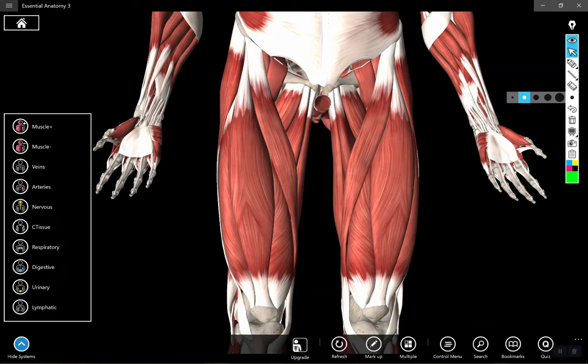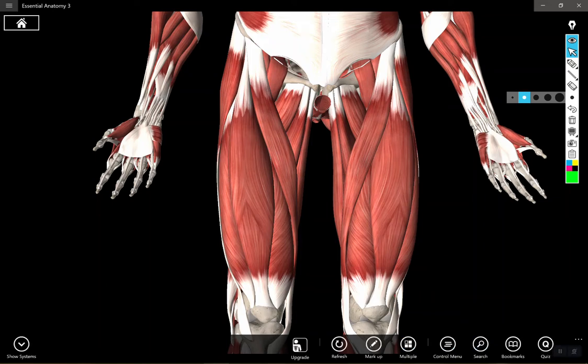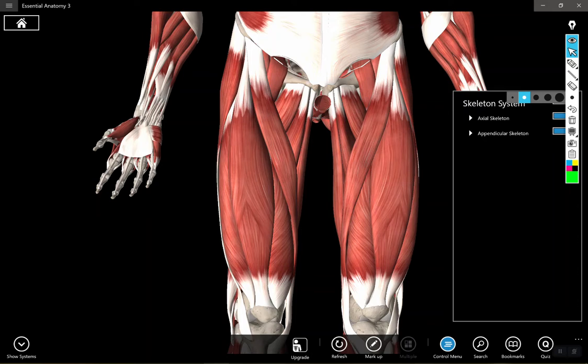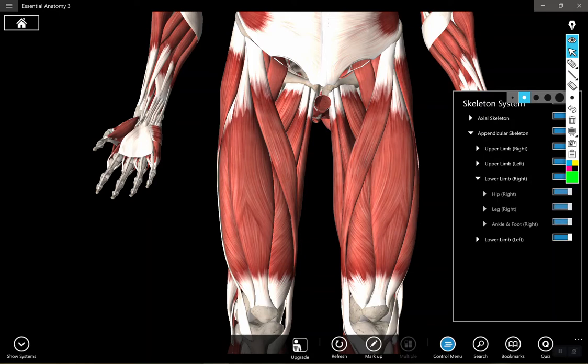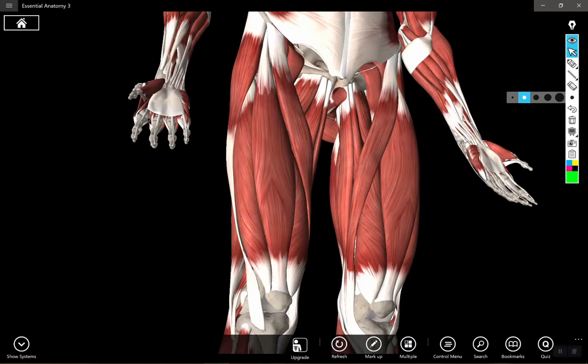So I wanted to start with the muscles of the legs. And let's see what tools are available to me. Mark up. Oh, I can mark up within the little anatomy app. That's cool. How do I get out of it though? Oh, like so. Okay, that makes sense. And then what's control menu? Let's see what this does. Lower limb. Oh, I think it just subtracts the bones. Okay. Let's put that away. Okay, so it looks like it just works like this.